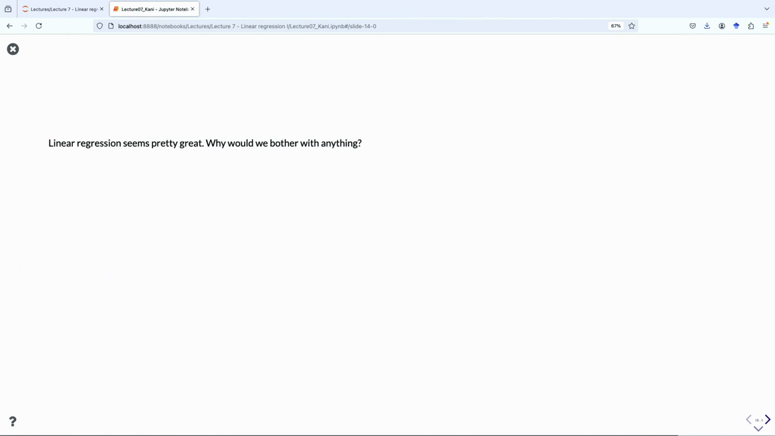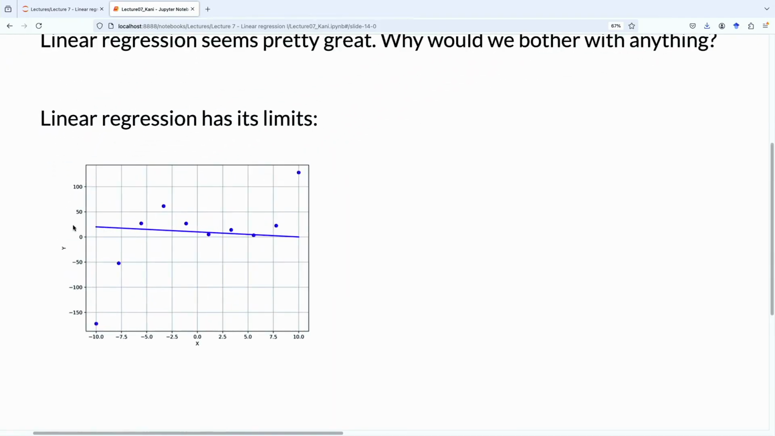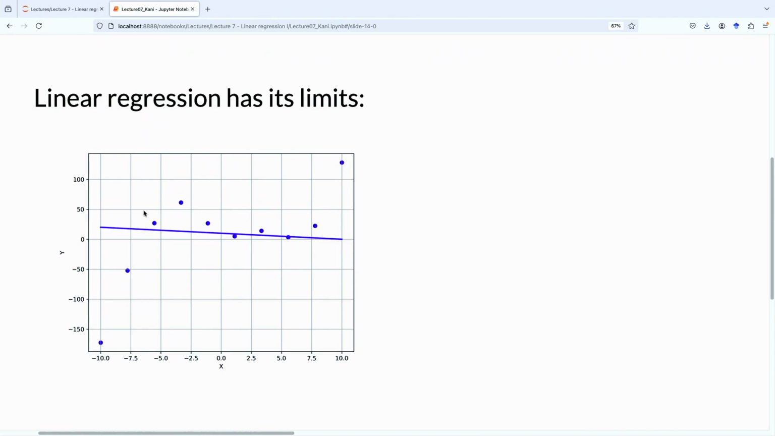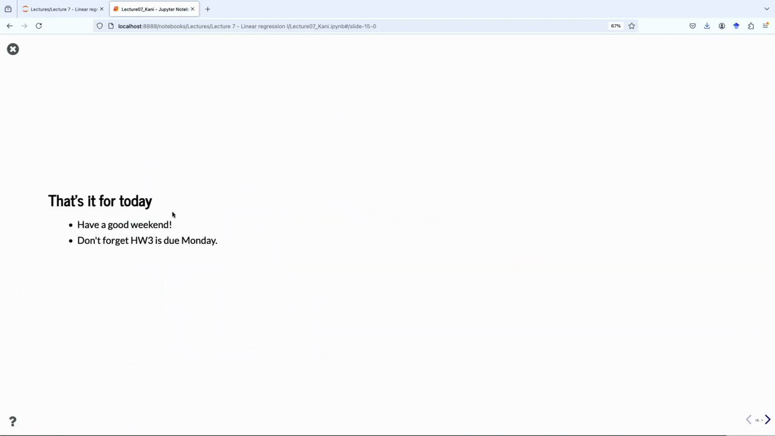And you know, linear regression seems pretty great, but again, why bother with anything else? We bother with other things because not all data will be linear. In fact, most data is nonlinear in the modern world. So that's something we'll discuss next week. Okay, I think it's a good place to end.